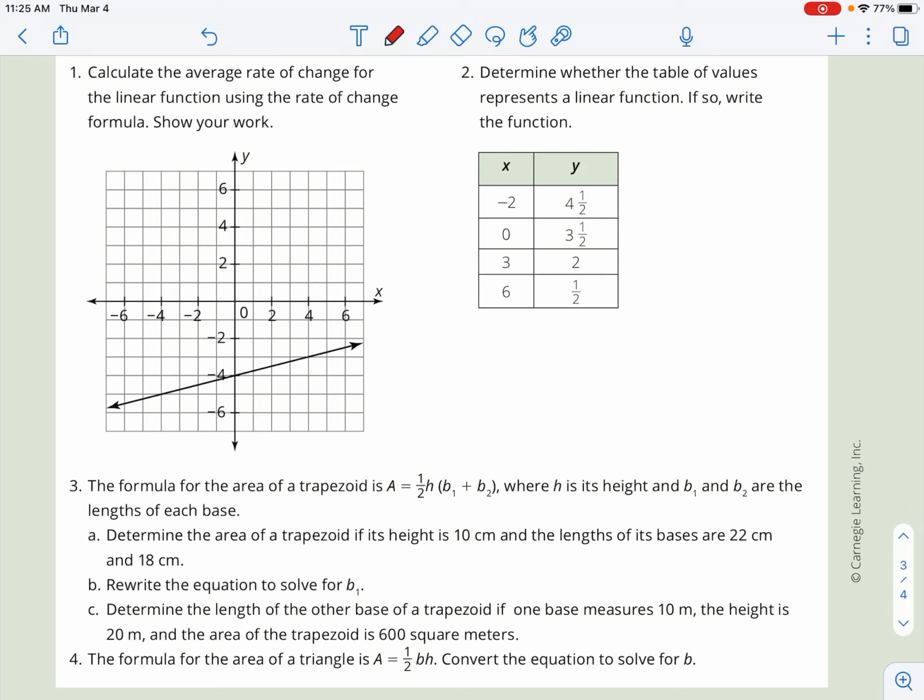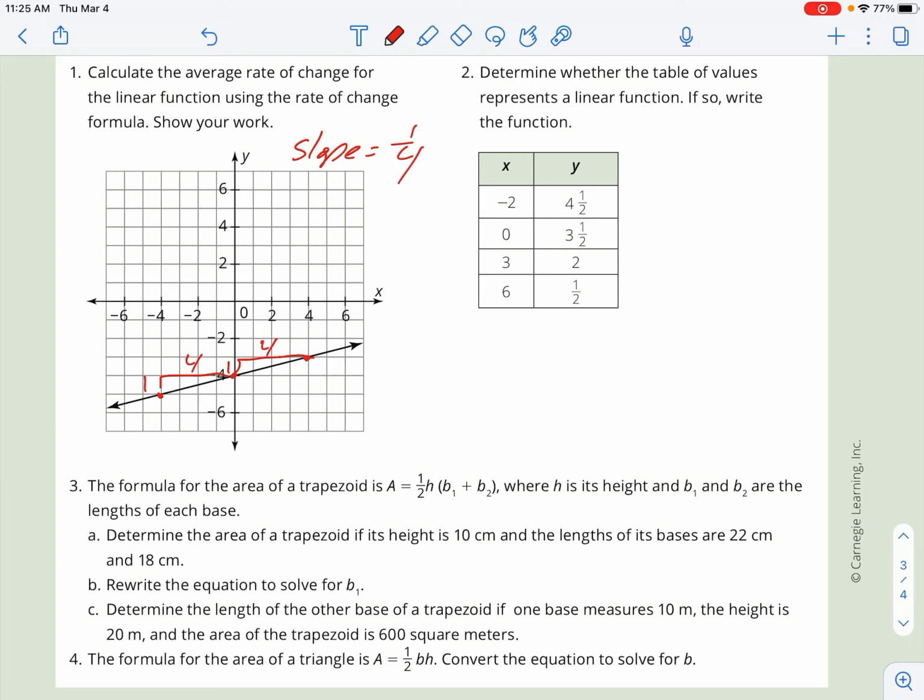I've got a nice point, a nice point here, a nice point there. Show me those steps. Show me those stairs. We're going up 1, and we ran over how many units? We ran over 4, up 1 over 4. So therefore, the rate of change, or the slope, is 1/4.